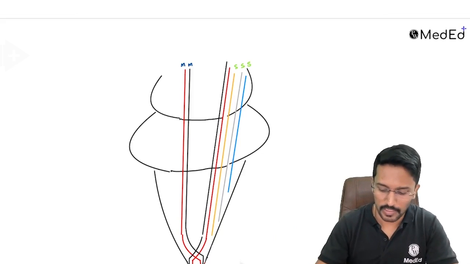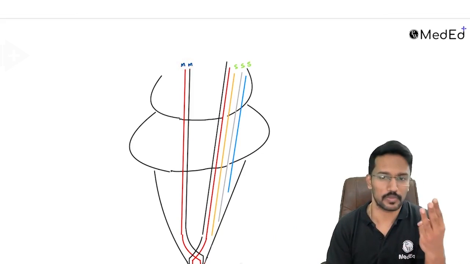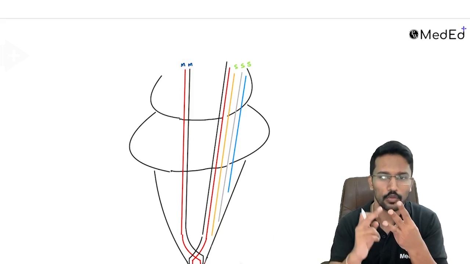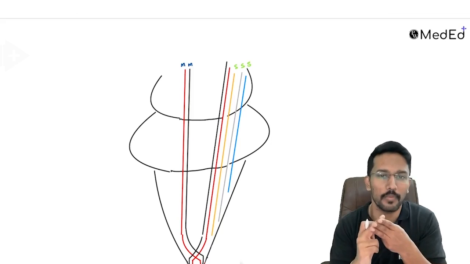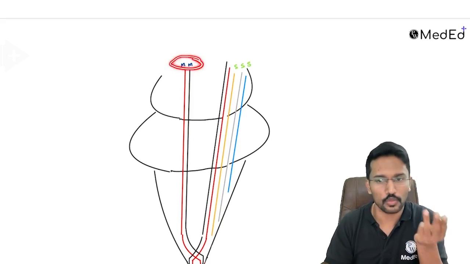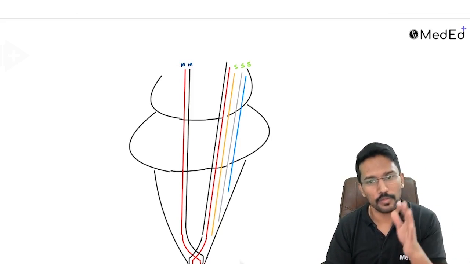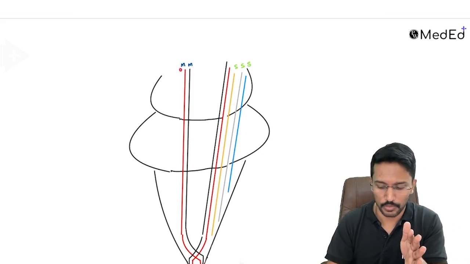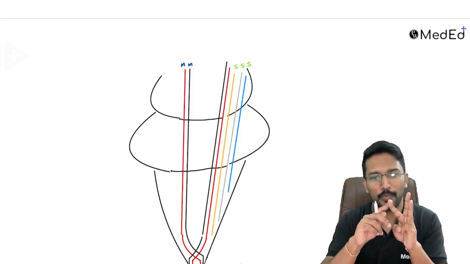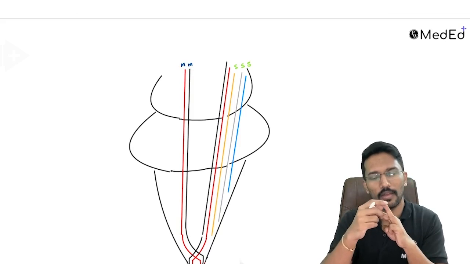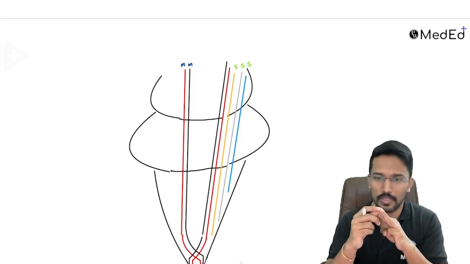The structures that pass medially, you can remember them with 3 M's: medial longitudinal fasciculus, then your motor pathway, and medial lemniscus. So for a physician, these two are important: medial lemniscus, which is carrying the dorsal column sensation, and the motor pathway. So it is easy to remember, right? All of them have M. Medial longitudinal fasciculus, motor pathway, which is the pyramidal tract, and your medial lemniscus.